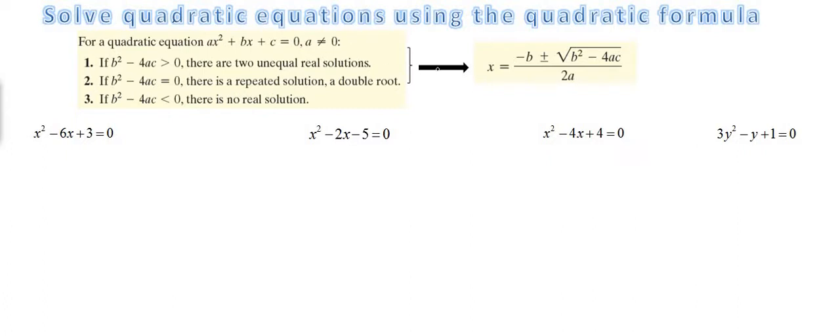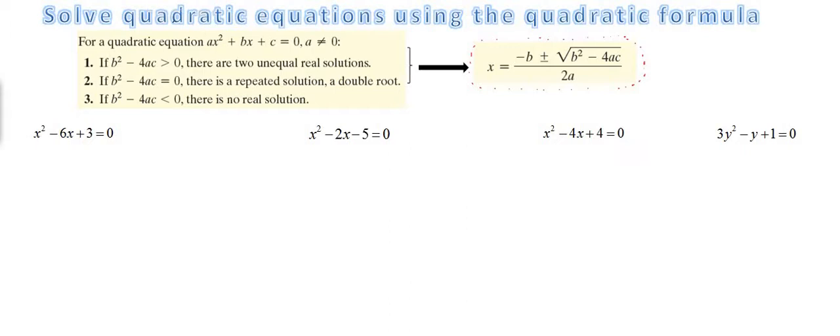And what is the solution? That is x equals negative b plus or minus the square root of b squared minus 4ac, divided by 2a. So that is the quadratic formula, and it applies only for the first two cases. For those two cases we have such roots.